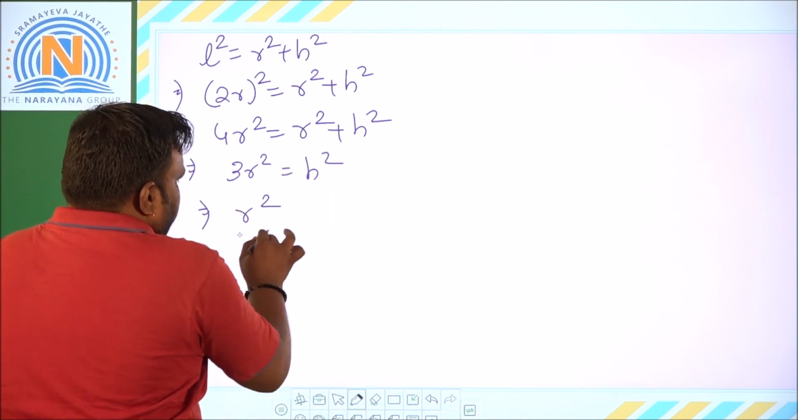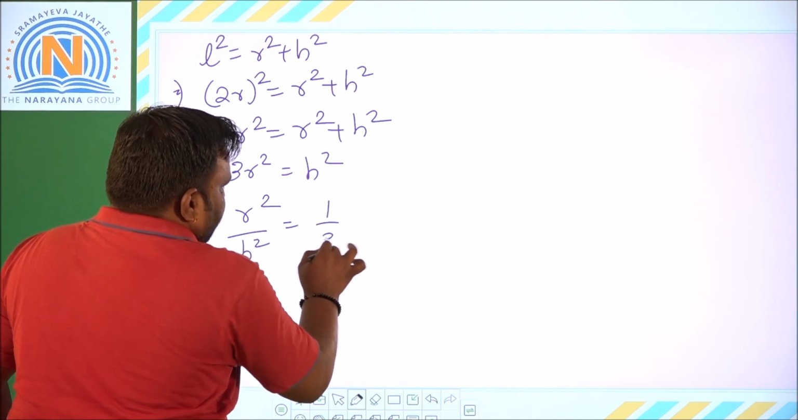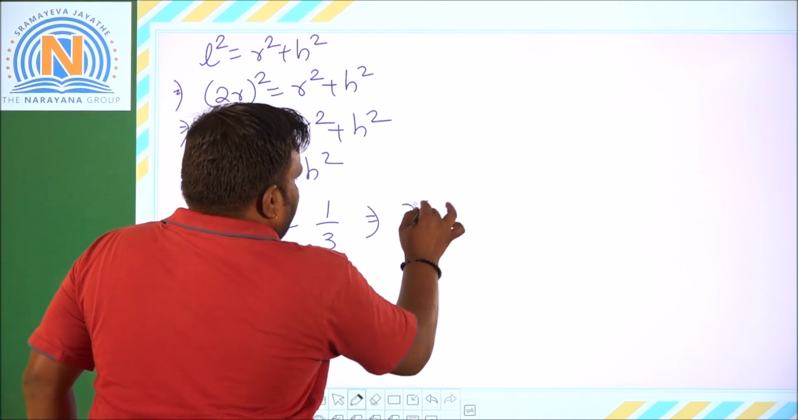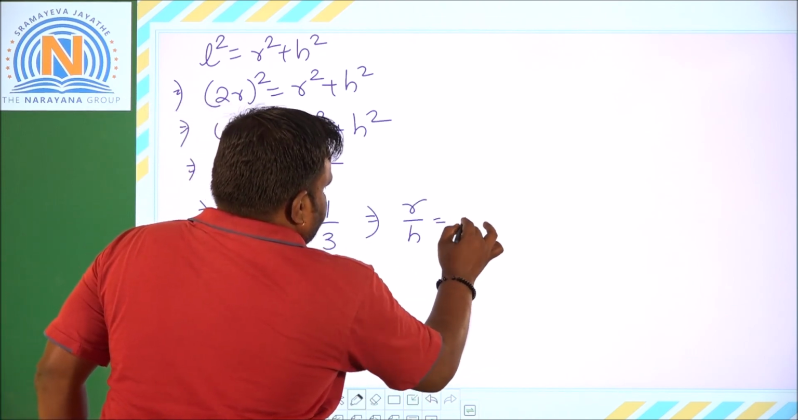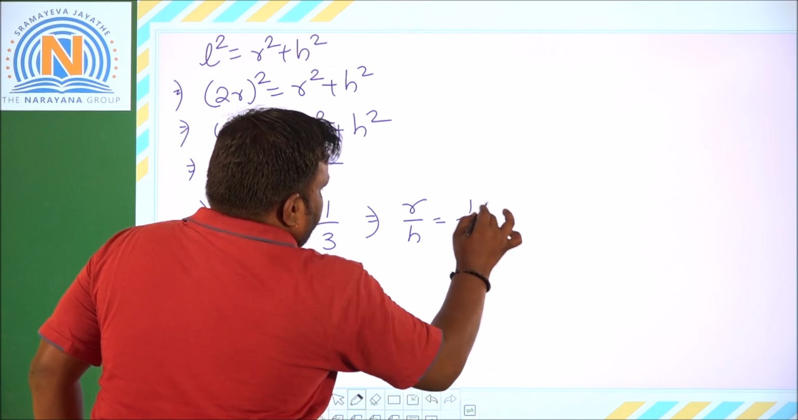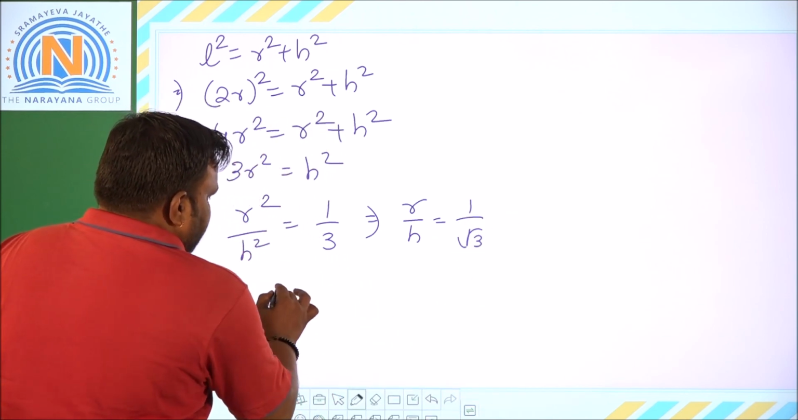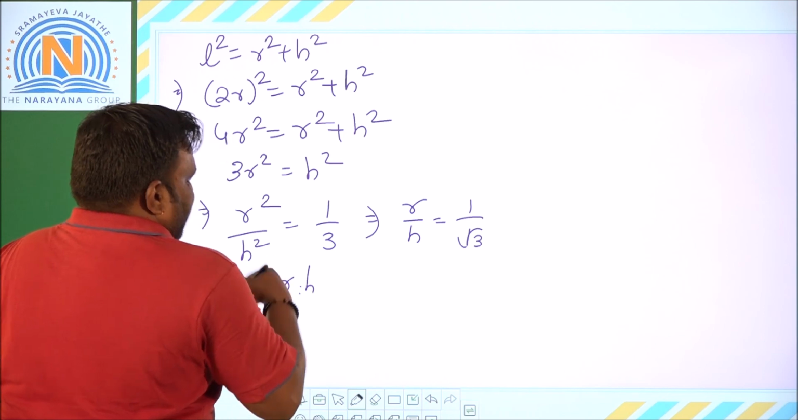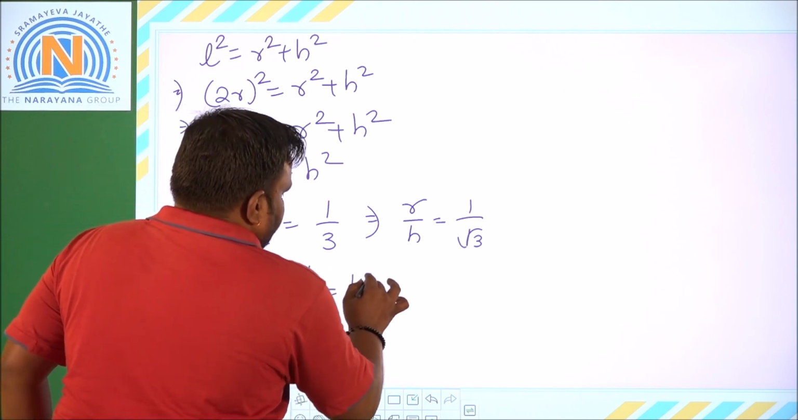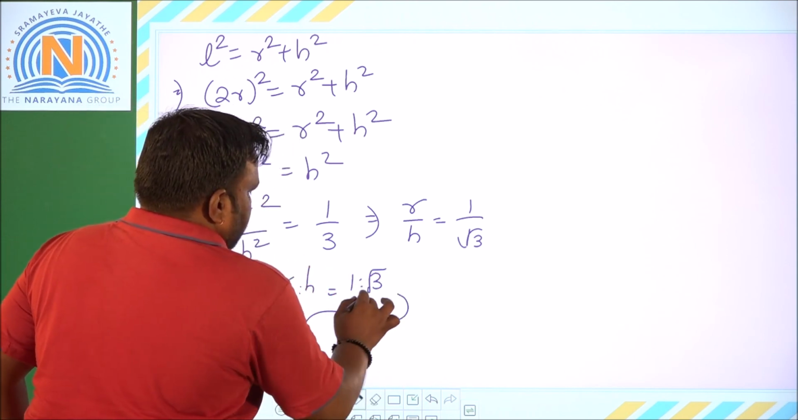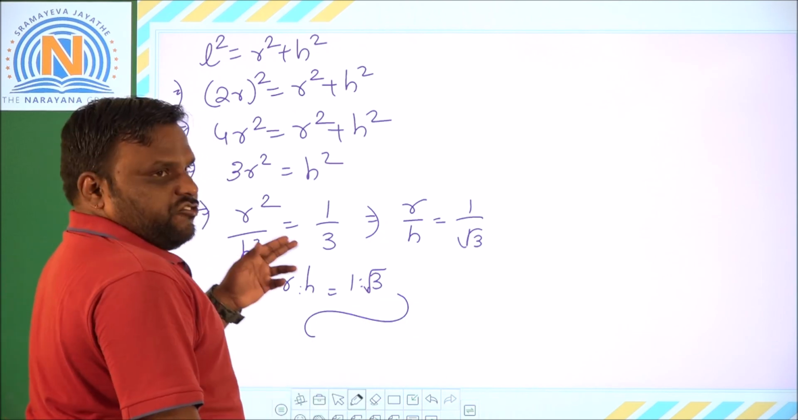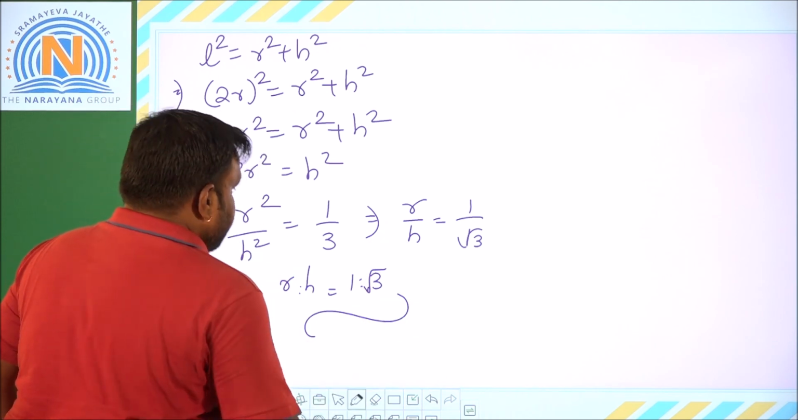From this, r square by h square is equal to 1 by 3. That means r by h is equal to 1 by root 3, right? Therefore the ratio of radius to height is 1 is to root 3. This is the first question. Now coming to the second question.